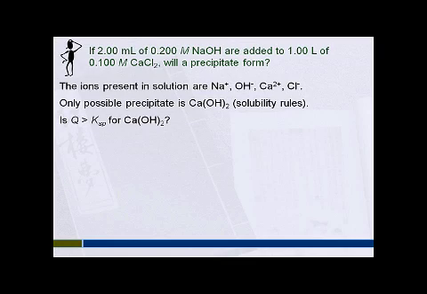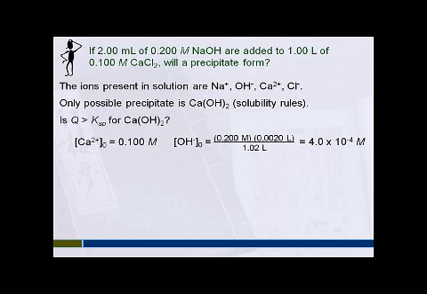Is Q greater than the Ksp for calcium hydroxide? That's what you need to calculate. So the concentration of the calcium ions is 0.1. Okay. Now, the volume increased. In the case of hydroxide, we need to calculate concentration, and it still is about 4 times 10 to the minus 4. This particular problem is set up so that the volume change going from 1 liter to 1.02 liters is actually not very significant. If you were adding volumes that were significant, you would have to do this calculation for both of them. But here again, we're making an assumption.